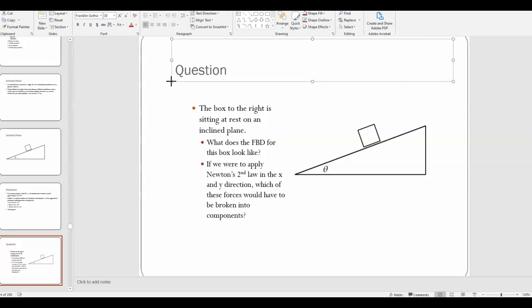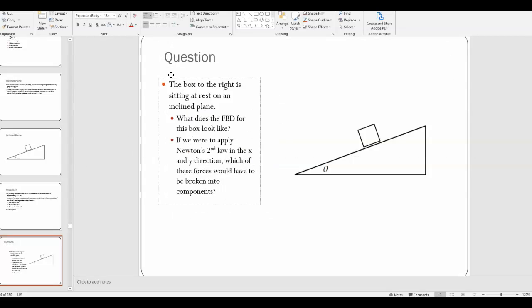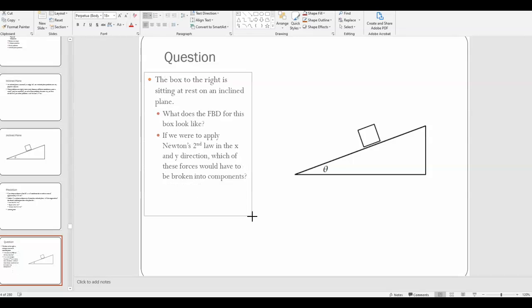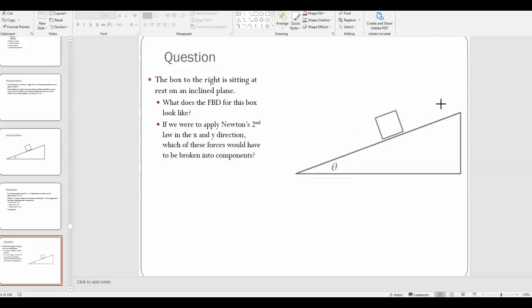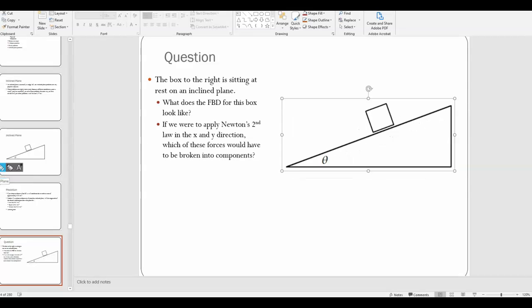Okay, so let's say we have a box on an inclined plane, and let's say this box is sitting at rest. What I want to do first is draw the FBD for this box. The box is at rest. I know that the force of gravity on the box is going straight down because gravity goes down.